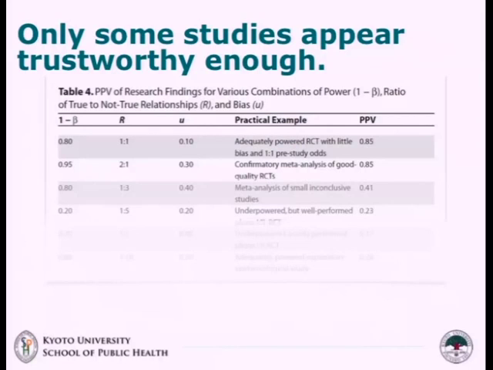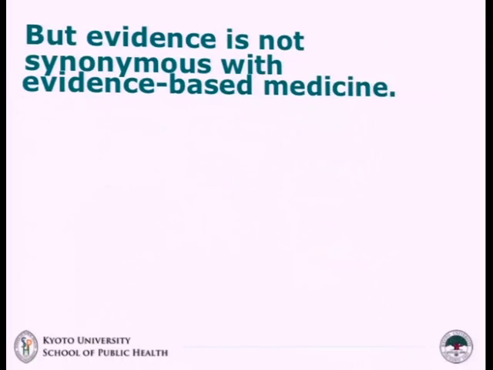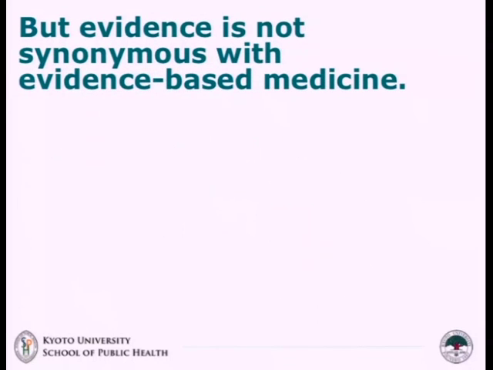In the last lesson, we have seen that we have to pay attention not only to the absolute strength of evidence, because evidence comes in shades of gray, but also to the relative strength of evidence, because some of the so-called strong evidence may not be as strong as we had once believed. More importantly, however, evidence is not synonymous with evidence-based medicine.